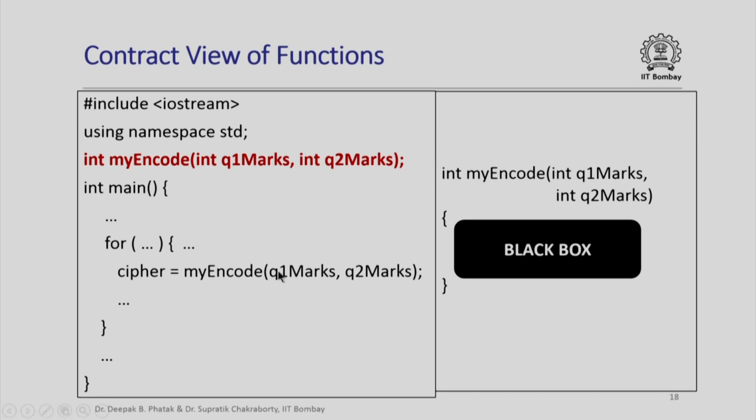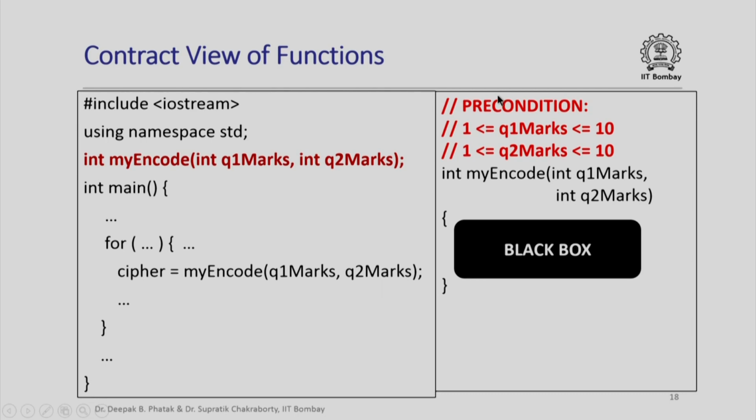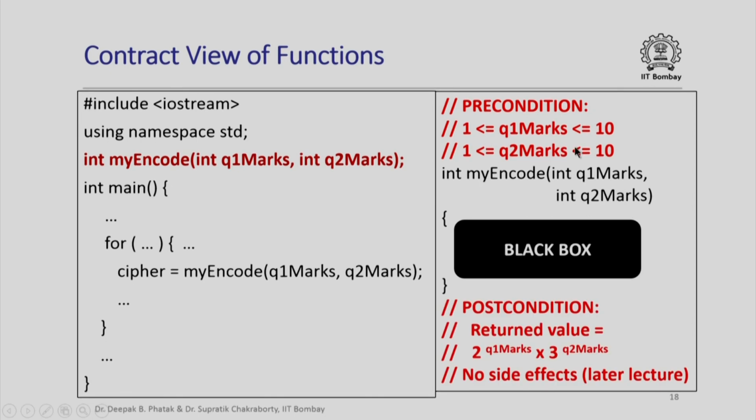In fact, what I need to know when I am calling myencode is what are the preconditions, what does myencode expect its input arguments to satisfy. So here the preconditions might be that both the input arguments lie between 1 and 10. And what are the post conditions, what are the relations between the returned value and the input arguments that myencode is going to guarantee if I satisfied the precondition. So in this case, the post condition could be: returned value is 2 raised to q1 marks times 3 raised to q2 marks and no other side effects. We will see in a later lecture what side effects of functions mean.